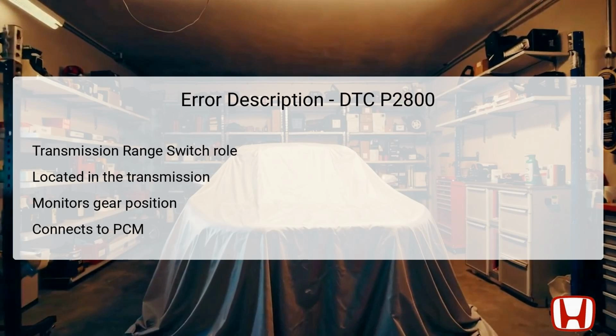diagnosing DTC P2800. In situations involving the reverse gear, the signal from this switch is analyzed by the PCM. If the signal does not match the expected parameters, the PCM will trigger the DTC. This diagnostic code indicates that the electrical circuit related to the ATP RVS switch may be experiencing an open or short, leading to the malfunction. Understanding the function and location of these components is vital for effective troubleshooting.